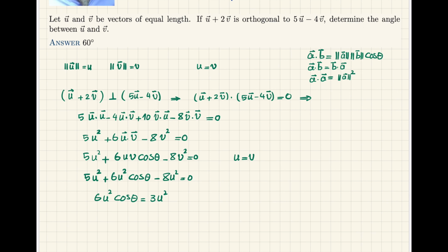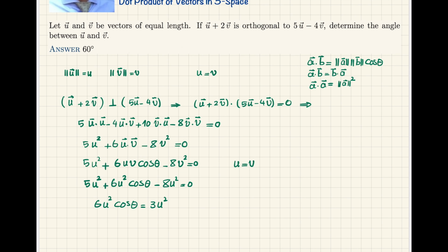If I divide both sides by 6u squared, which I can if u is not 0. Of course, if u is the 0 vector, it means that v is also the 0 vector because they are supposed to be of the same length, but we cannot say that the 0 vector is orthogonal to the 0 vector. The 0 vector is actually a point, so the notion of orthogonality doesn't work for 0. Or implicitly I should mention in the problem that u and v are non-zero vectors. Anyway, I can divide both sides by 6u squared, and then the u squared and u squared cancel, and I will get 1 over 2.